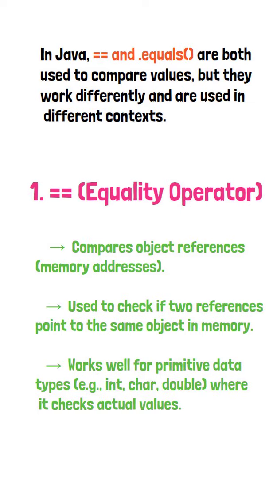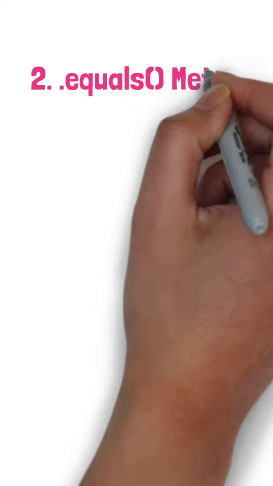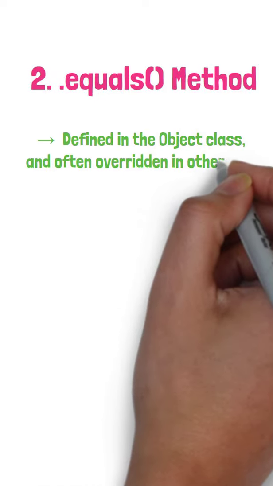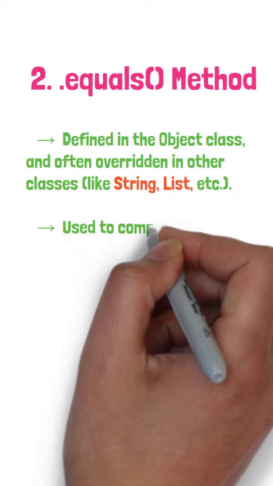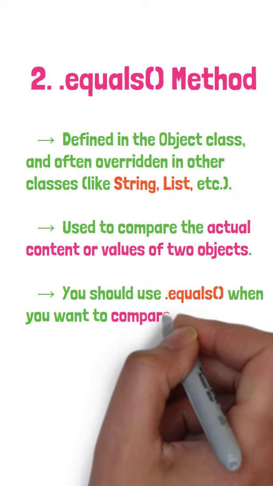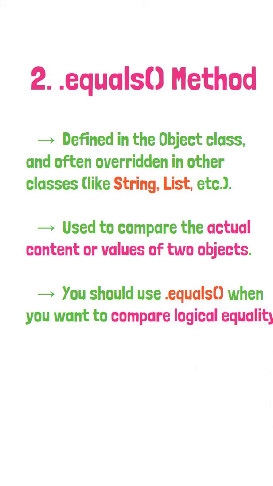And the dot equal method is defined in the Object class and often overridden in other classes like String and List, and it is used to compare the actual content or values of two objects. You should use dot equal when you want to compare logical equality.